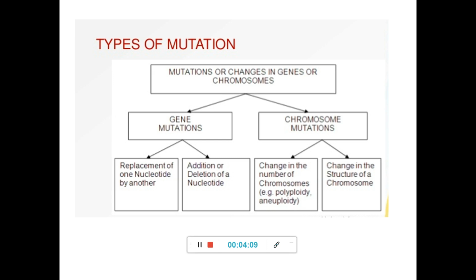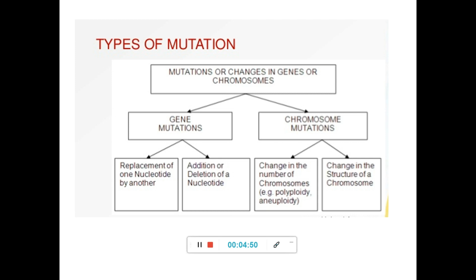Mutations are usually defined as sudden heritable changes, and these changes can happen either in the genes or in the chromosomes. When they happen in the genes, they are referred to as gene mutations, and when they happen in the chromosomes, they are referred to as chromosomal mutations. Gene mutations can happen by either the replacement of one nucleotide by another, or the addition or deletion of nucleotides. So genes are made up of nucleotides, and changes in the nucleotides contribute to gene mutations.